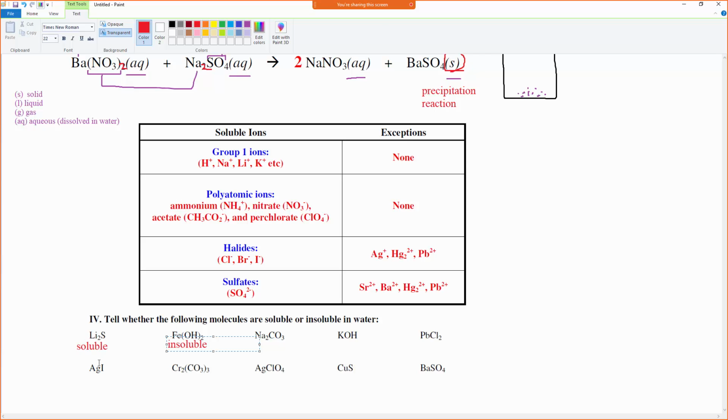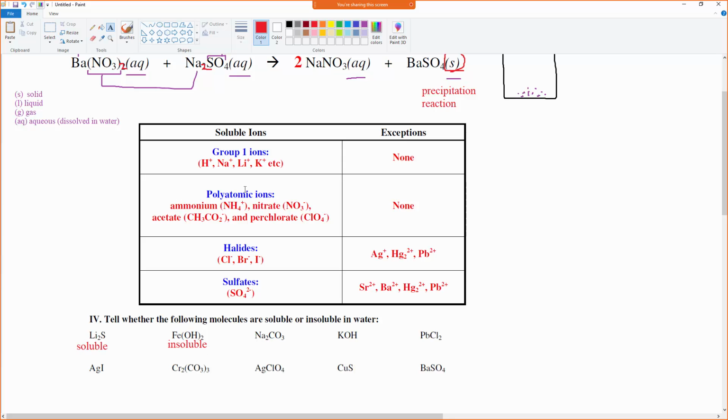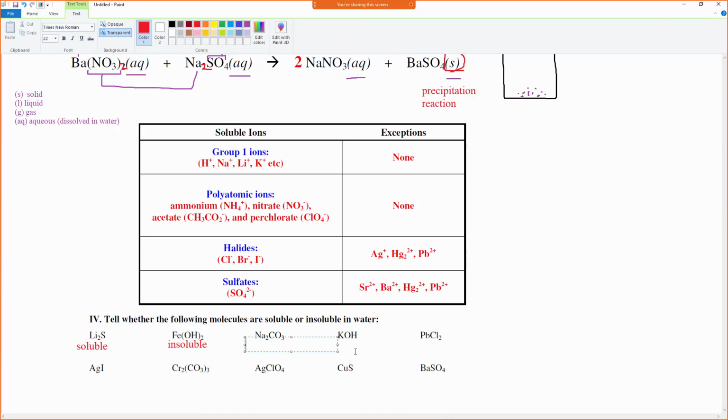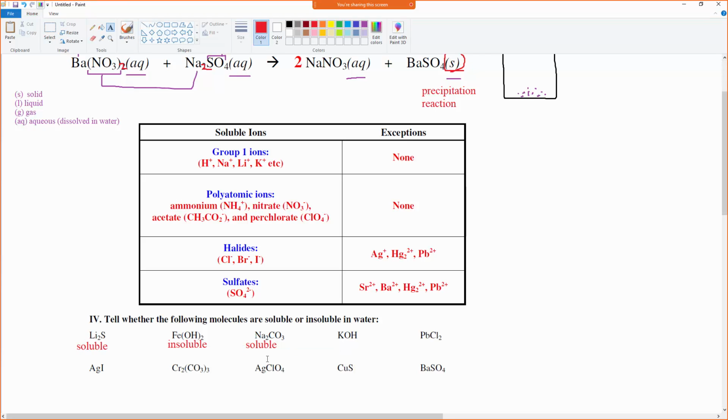Insoluble. Perfect. Now the reason that this one is insoluble is because neither the iron ion nor the hydroxide ion are listed in a list of things that are soluble. So since neither the iron or the hydroxide are listed, we can presume that it would just not be soluble. Good. What about sodium carbonate? Soluble. Excellent. Again, because it has sodium, we don't even worry about the carbonate. The whole thing's going to be soluble without exception.